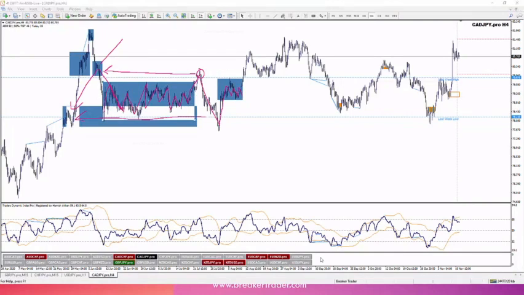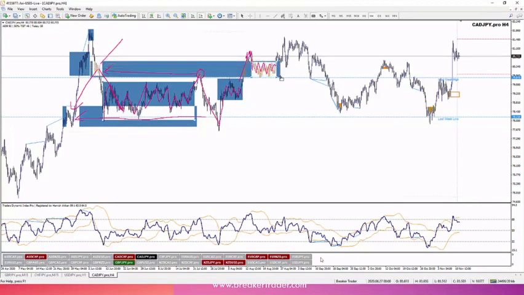And then it moves back up again, sits and consolidates, back down, sits and consolidates. This whole area you can probably class as an area of balance, isn't it? More like this. That's the area of balance there. And look how this area of balance and this area of balance line up.